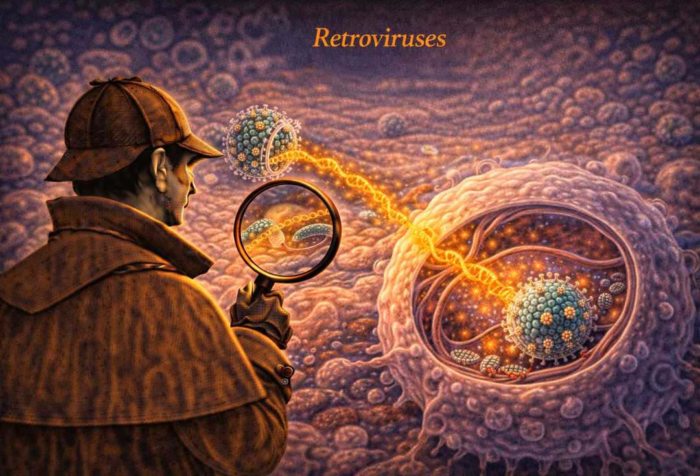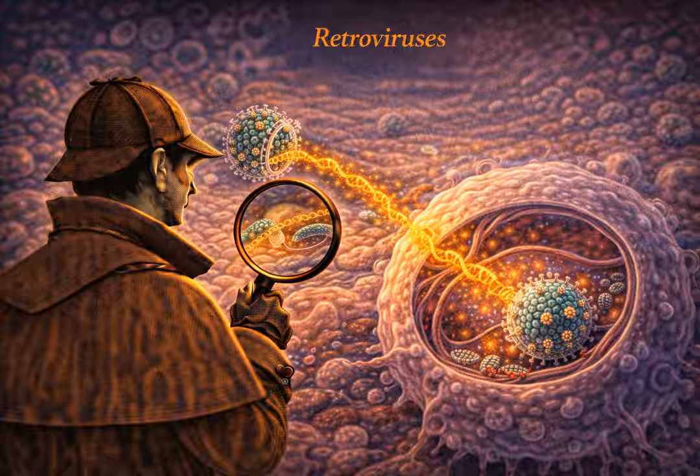TAT is the gas pedal. It's a transactivator. It tells the host machinery, don't just read this DNA a little bit, read it like crazy. It amplifies transcription 1,000-fold. Without TAT, the virus barely replicates. And REV? REV is the traffic cop, or maybe the smuggler. It manages the transport of viral mRNA out of the nucleus. It ensures that the long, unspliced RNAs needed for new genomes get out of the nucleus without being cut up by the cell's normal splicing machinery.